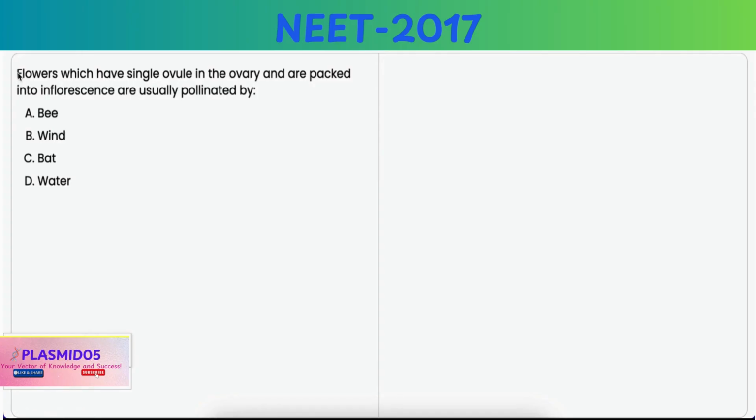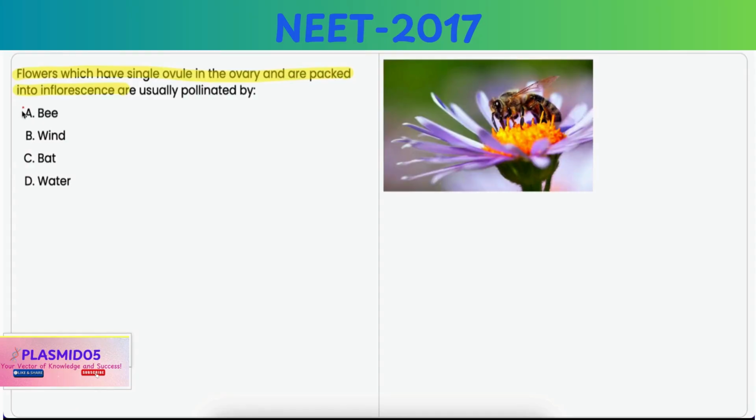Flowers which have single ovule in the ovary and are packed into inflorescence are usually pollinated by option A, bee. It is incorrect because flowers pollinated by bees usually have multiple ovules and are not densely packed into inflorescence. Rather, these flowers have bright colors, nectar, and fragrance.